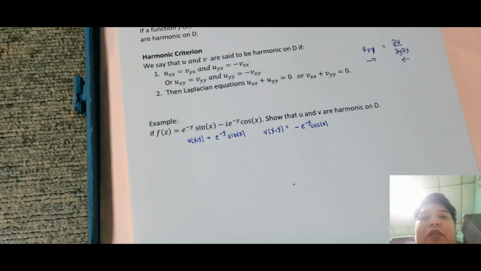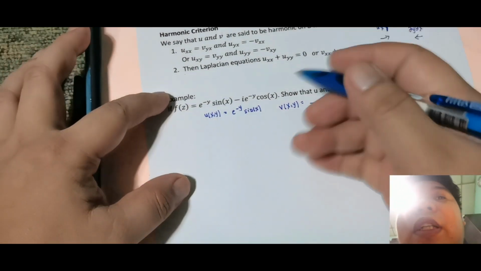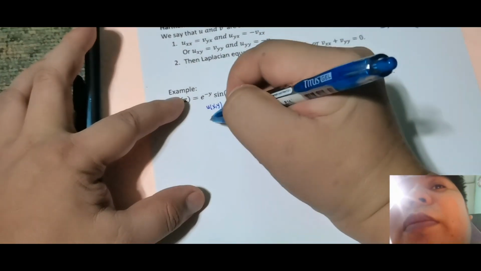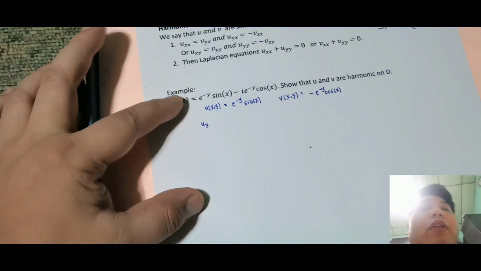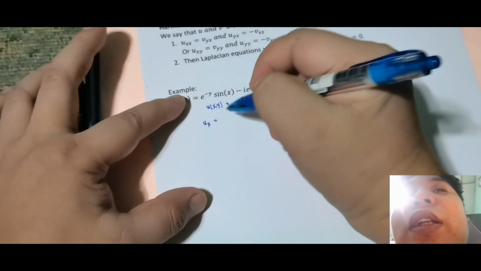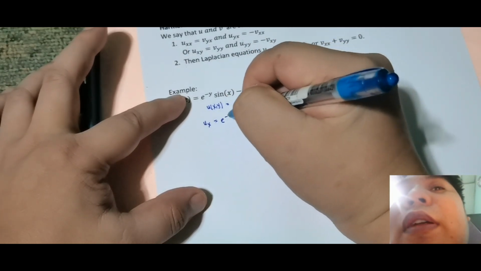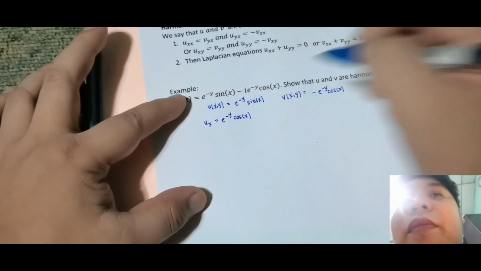So unahin ko lang muna, syempre kunin natin yung partial of u with respect to x. Isa-isahin ko na dito. Partial of u, lagay ko na ng u of x, y. So partial of u with respect to x is equal to, derivative ng sin x is cosine x, so this is e raised to negative y cosine x.